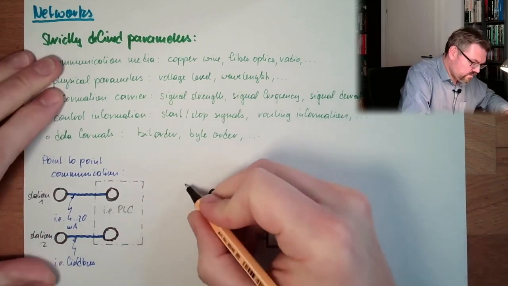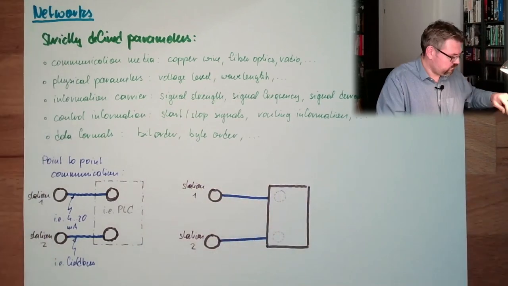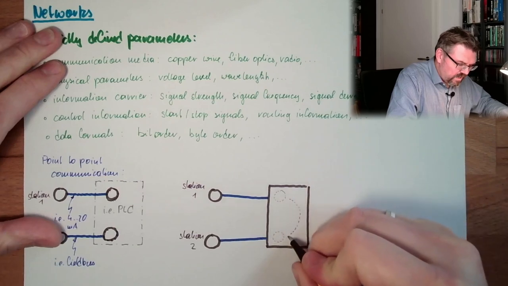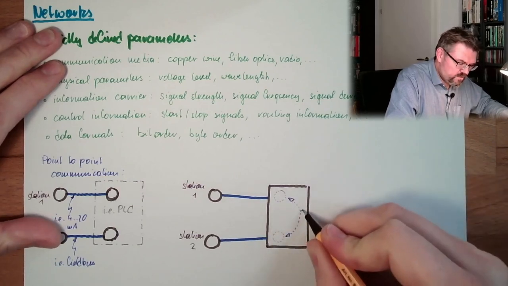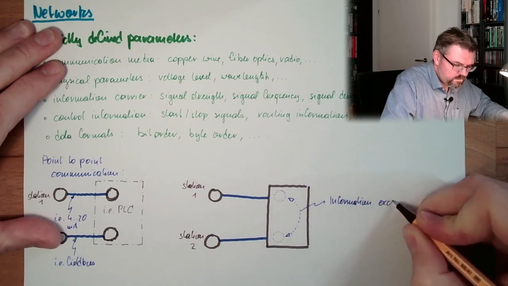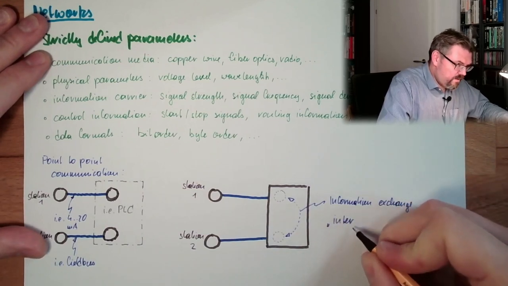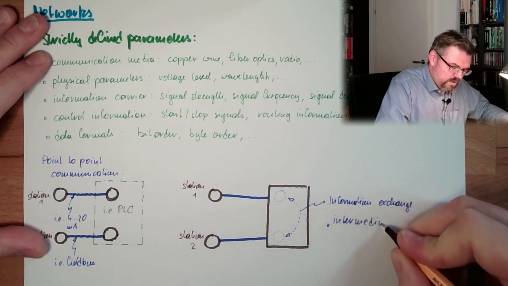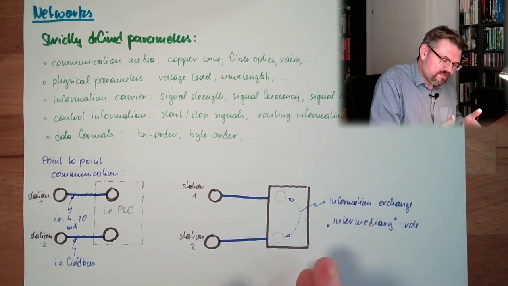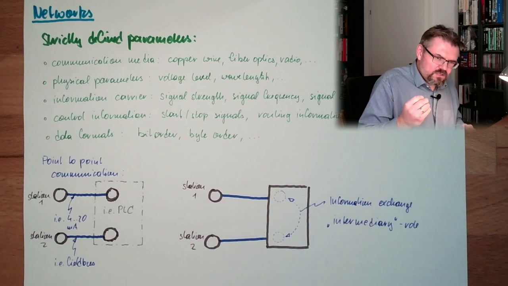Here we have again station 1, station 2. And here the PLC is now also exchanging information. Information exchange. So we have here an intermediary role. So routing, something like this. So this is basically a network. All right. So a network is built from point-to-point connections.